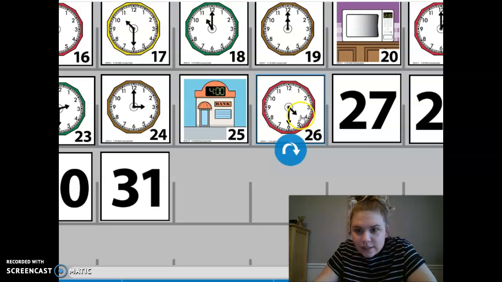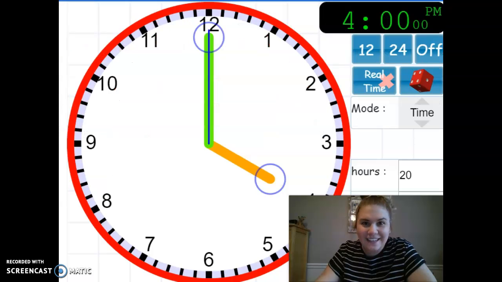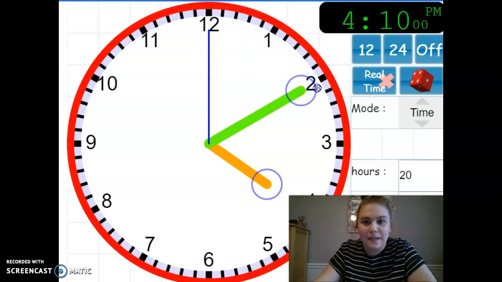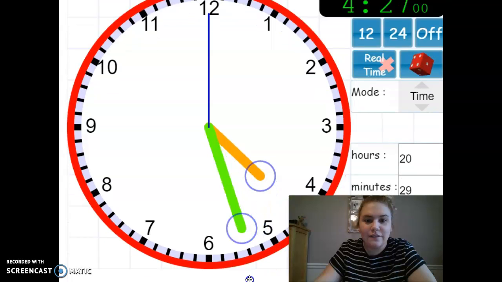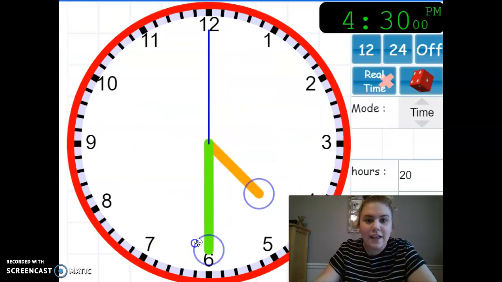And this shows us 4:30. All right, yesterday we had 4 o'clock and today we have 4:30. Let's go to our clock to see how much time has passed. Yesterday we had 4 o'clock. Let's see how much time passed when we get to 4:30. Count by fives with me. 5, 10, 15, 20, 25, 30. 30 minutes has passed from 4 o'clock to 4:30.